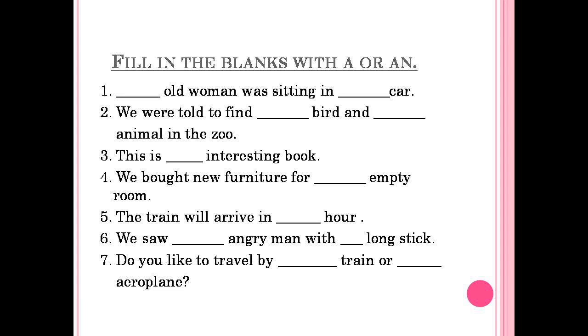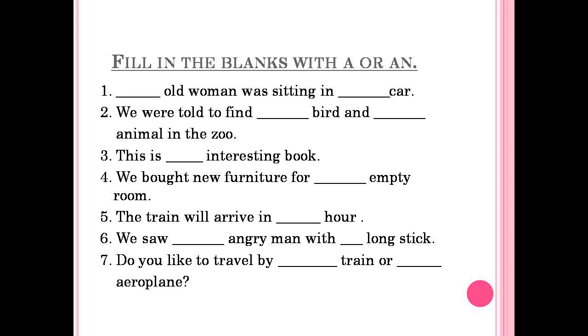Number 2. We were told to find dash bird and dash animal in the zoo. Bird has a consonant sound, and animal, A is a vowel sound. So a bird and an animal. We were told to find a bird and an animal in the zoo.